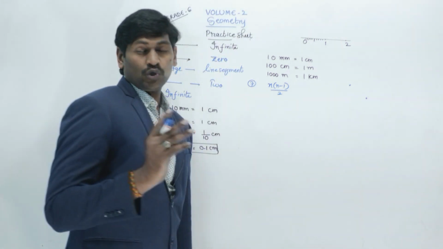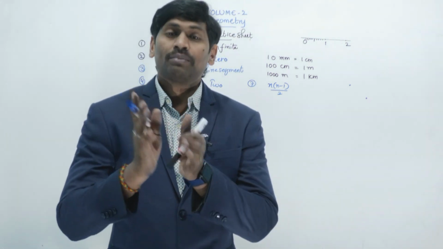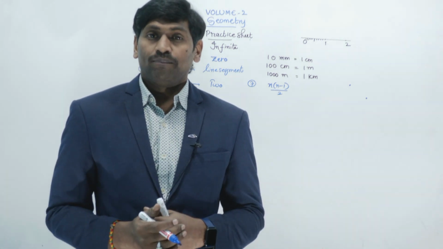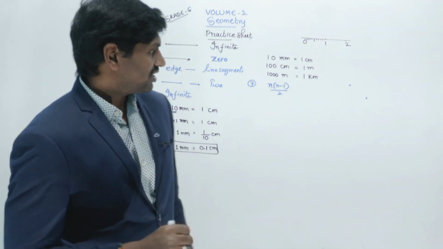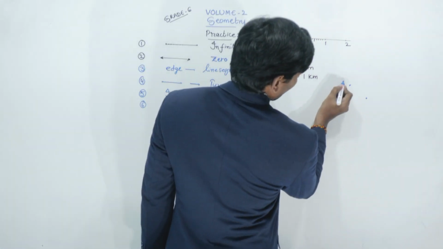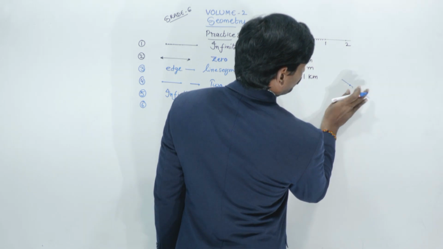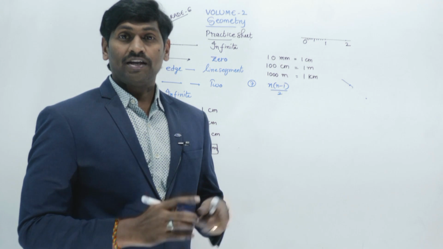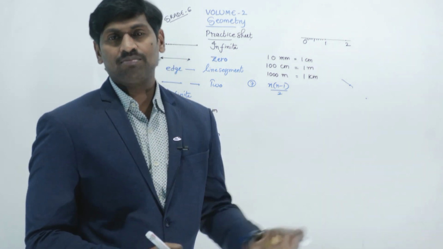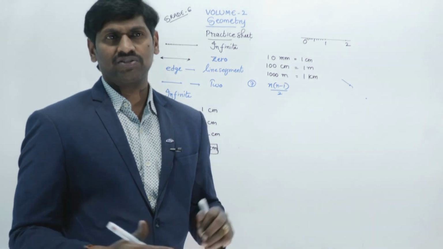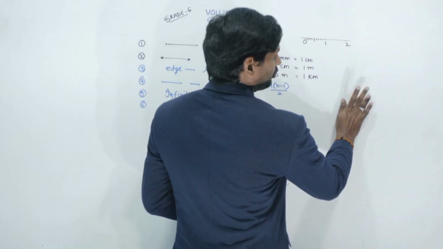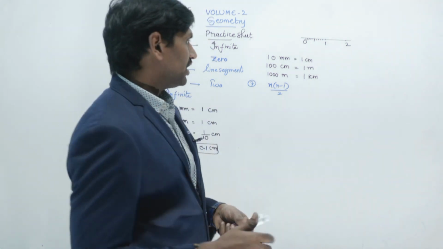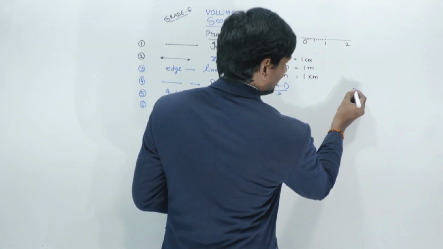To talk about collinearity, how many minimum number of points should we take first? Minimum 3 points must be there, because if you take only 2 points, we can definitely draw one line. Any 2 points we can draw one line. That means the 2 points lie on the same line, and lying on the same line means they are collinear points only. That's why the minimum number of points to discuss collinearity or non-collinearity is 3 points.